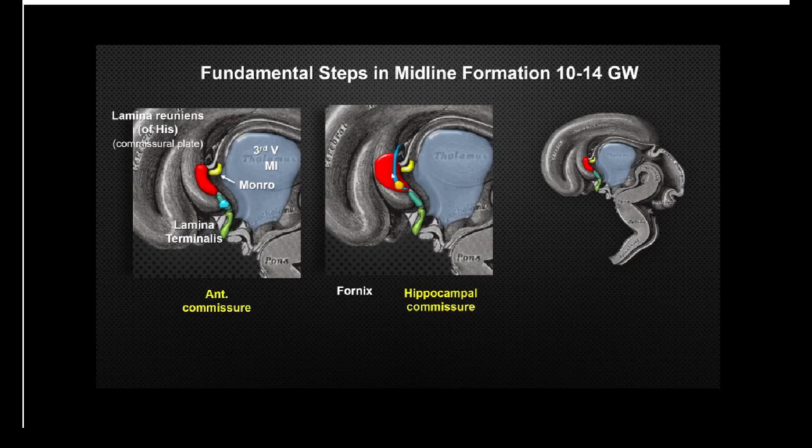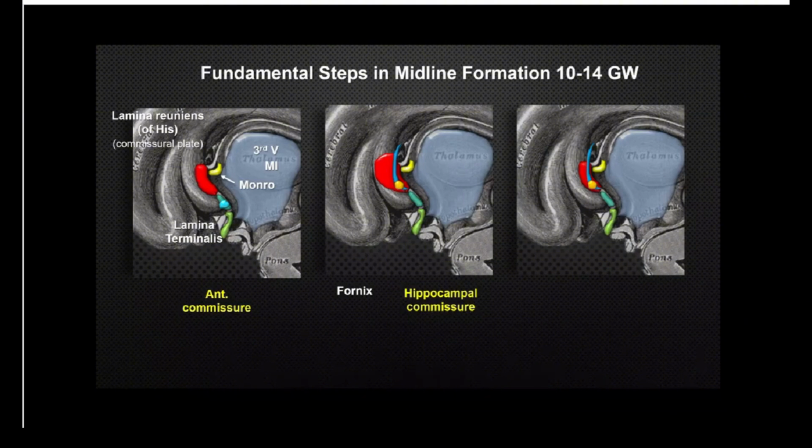Now, once the fornices are here and the hippocampal commissure is here, all this cellular mass above or dorsal to the fornices is now the early septum pellucidum, and this has been termed by Charles Raybaud in his papers.